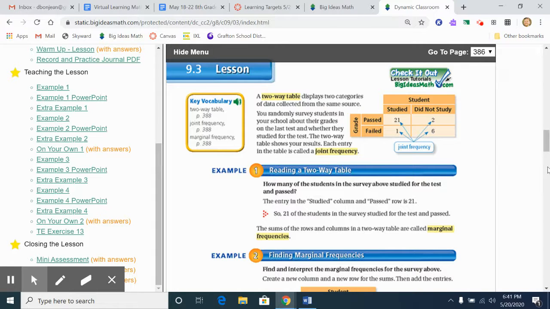9.3 is about two-way tables, which you guys are going to be doing a project on to kind of finish out the year. So obviously this is pretty important to learn. So that's what we're going to start today. We're just going to do kind of part one of 9.3. So let's get right into it here.